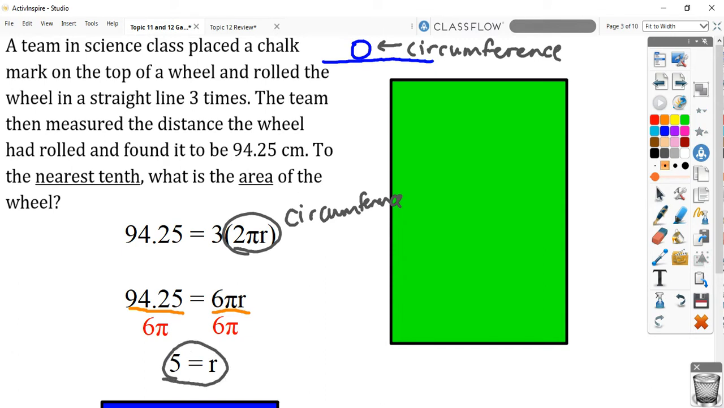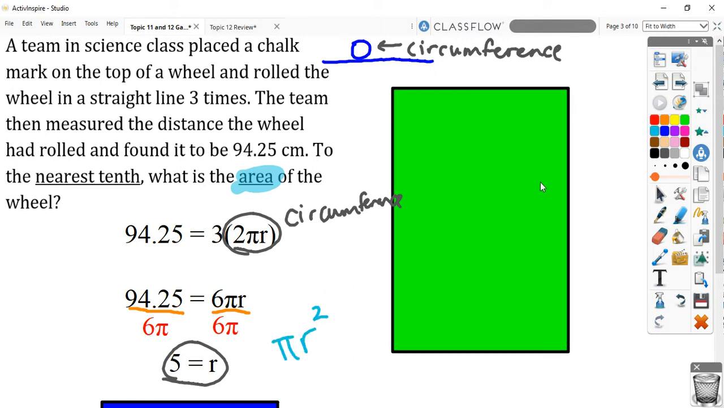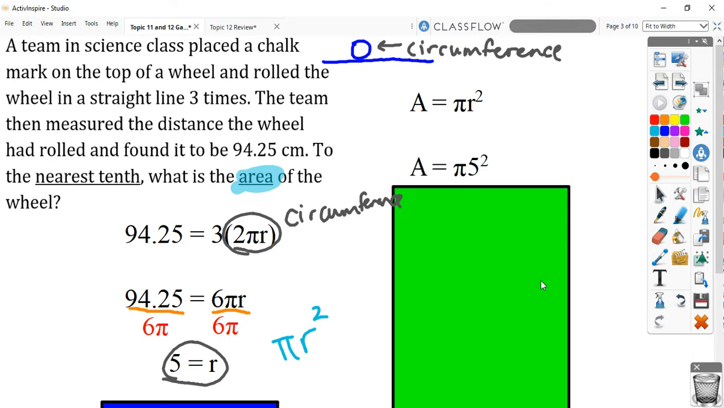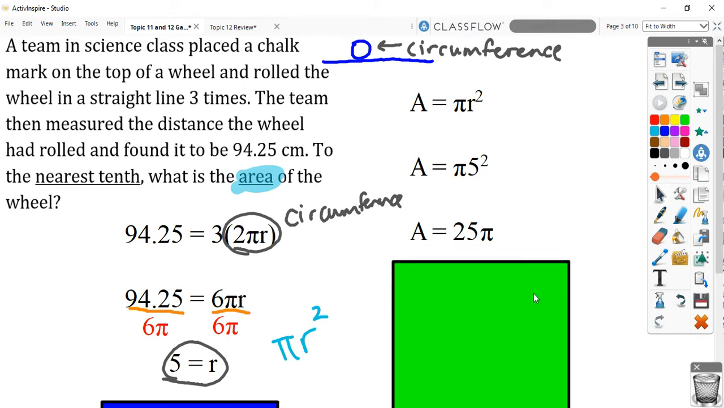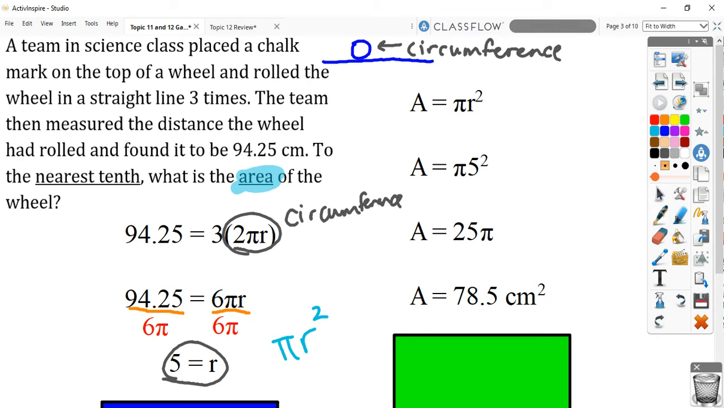Okay, this is not your final answer. This is going to become part of your final answer because your final answer is the area of that circle. If we're talking area, we're talking pi times the radius squared. So that means we've got pi times 5 squared, which is 25 pi. And if we're rounding to the nearest tenth, we're not keeping our answer in terms of pi. Rounding to the nearest tenth, it's going to be 78.5.